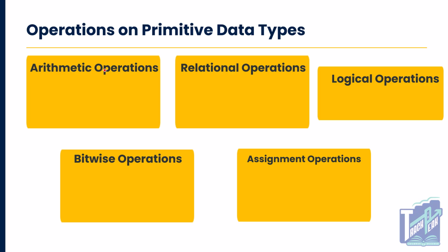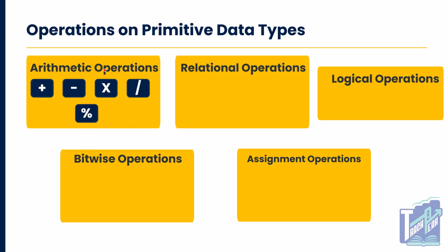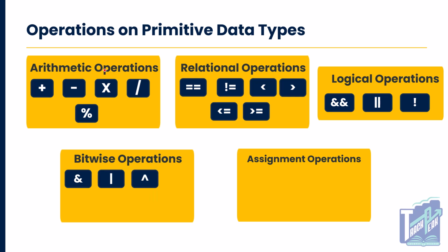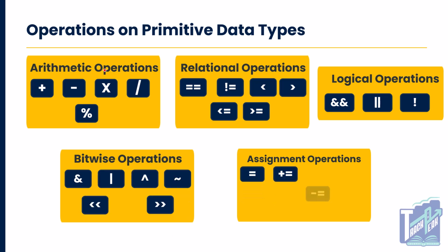So what operations can be carried out on these primitive data types? First, arithmetic operations like addition, subtraction, multiplication, division and modular division. And relational operations like equal, not equal, less than, less than or equal to, greater than, greater than or equal to. All these operations can be performed on primitive data types. And logical operations like and, not, or, and the bitwise operations, assignment operations and shorthand assignment operations can all be performed on primitive data types.